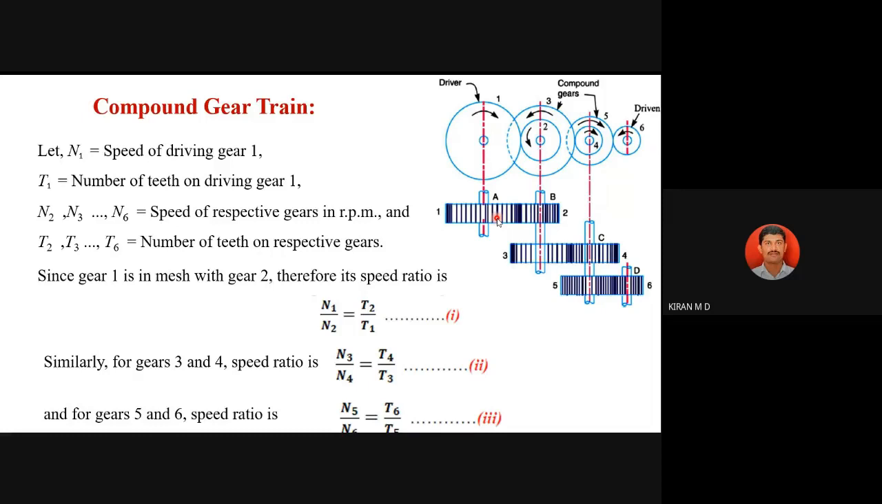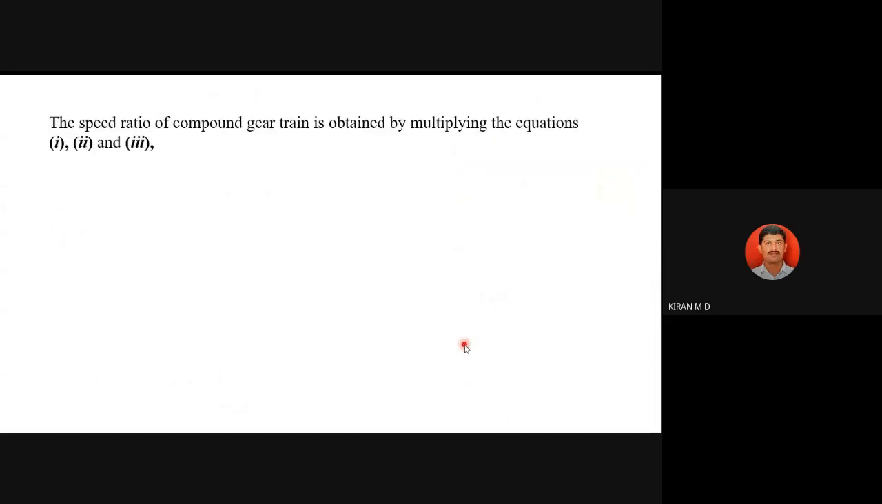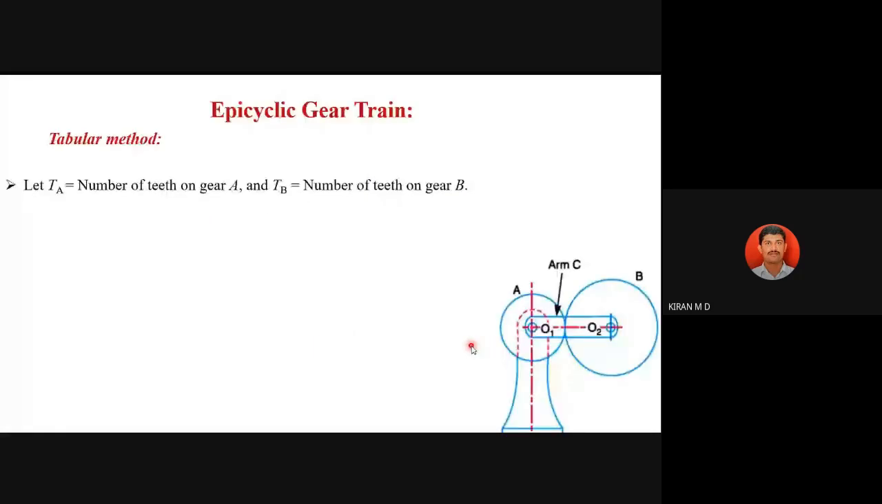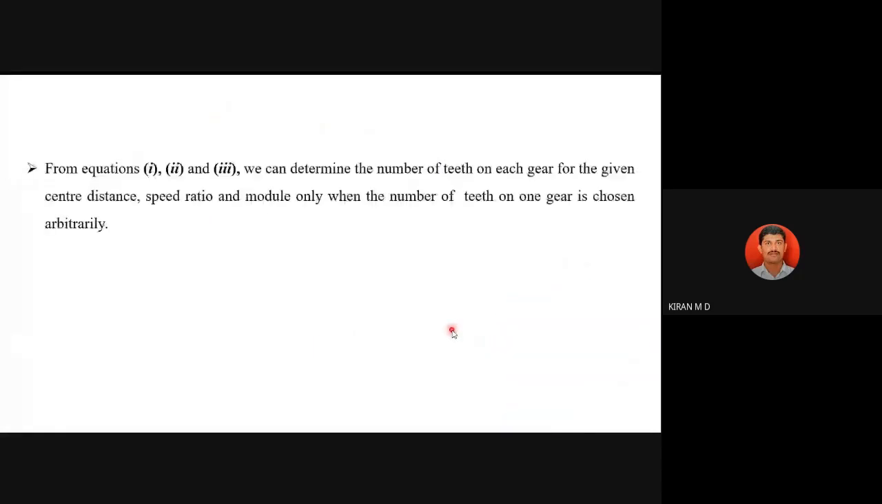The speed ratio of this epicyclic gear train we will discuss in the next class because it will take a bit more time. Are there any doubts in these three types?